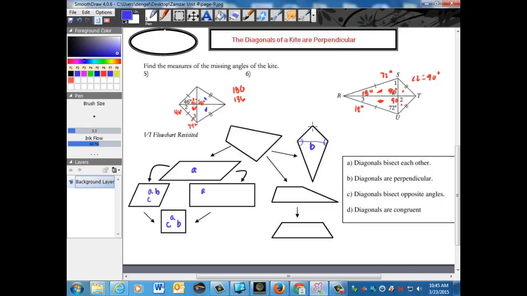When we draw in this diagonal, now this diagonal will cut these two angles in half. So these two angles are the same, and these two angles are the same, but it has to be true for both. It says that two diagonals will bisect the opposite angle. This is only one diagonal, so it's not true in a kite. And last one, D, diagonals are congruent. That's true in a rectangle. Therefore, it'll also be true in a square. And it's not true in a trapezoid, but it is true in isosceles trapezoid. This will be true.